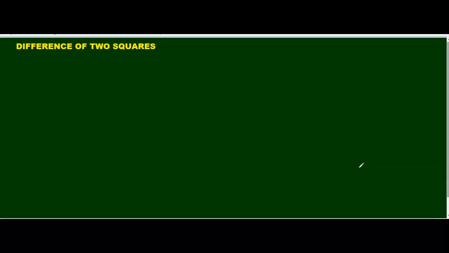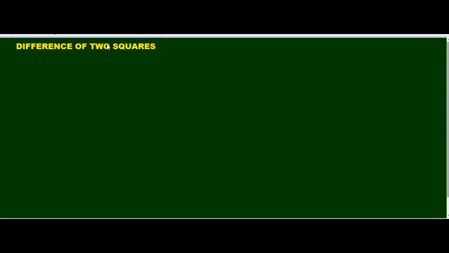Today I want to cover the difference of two squares. The difference of two squares is a special factoring formula. Other special factoring formulas include difference of two cubes and sum of two cubes. In most cases, however, you usually use the difference of two squares. That's the one that you'll probably see the most.